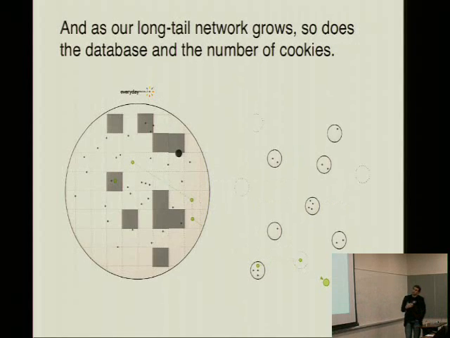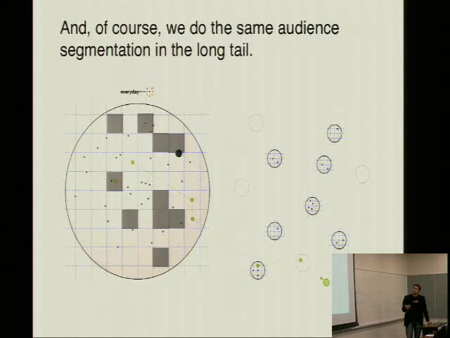So that's the first phase of what we're doing. And then the second phase is to try to extend this notion, and instead of just targeting the particular individuals that we've made predictions about, we'll build lookalike models so that we can extend that even further.